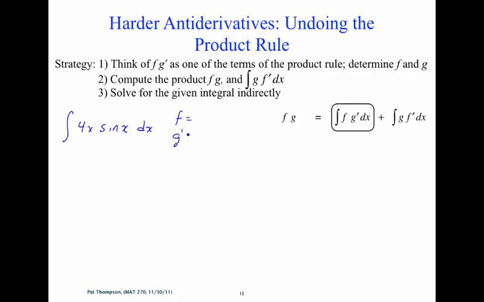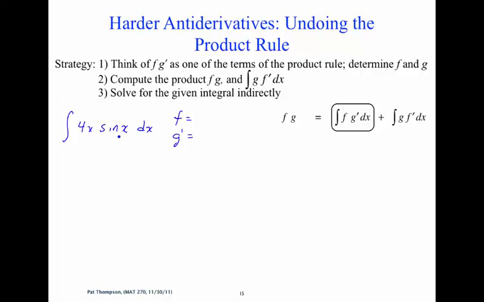So we're going to figure out what f is and what g prime is in this right here. When you choose g prime, you're going to have to find g, right? So you want something that you can get the antiderivative of, because you're going to have to get g.